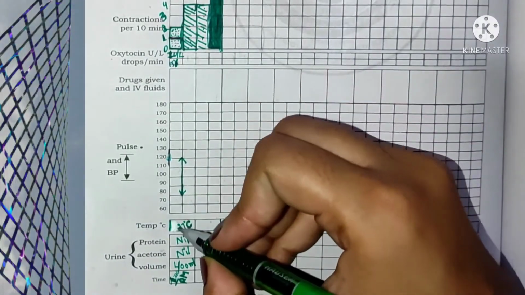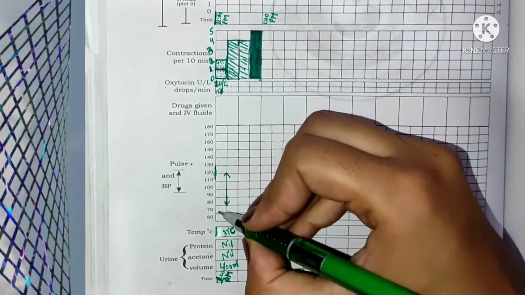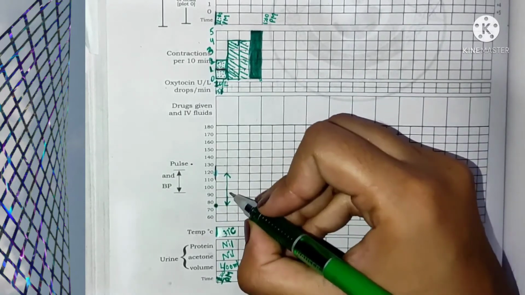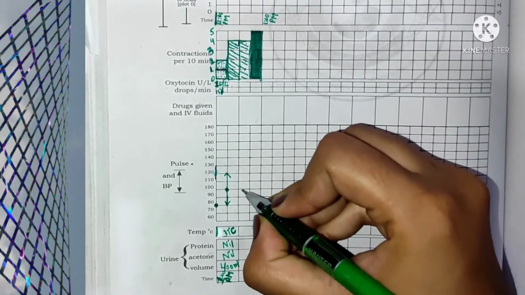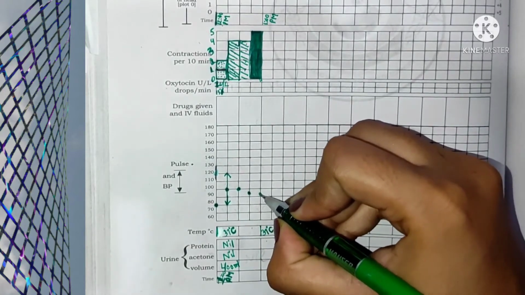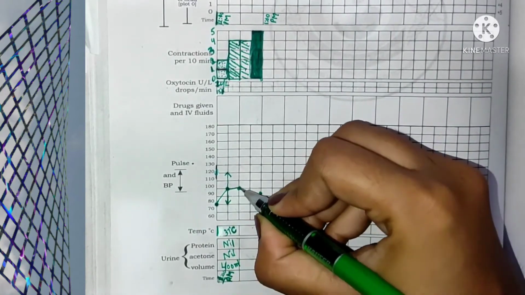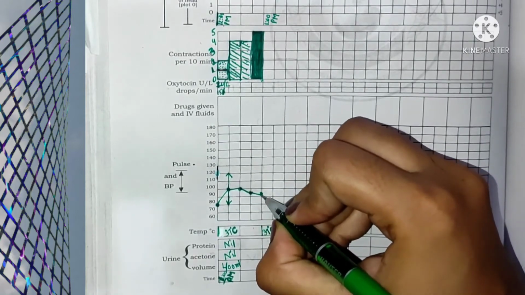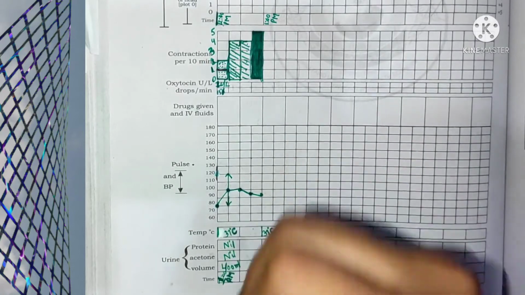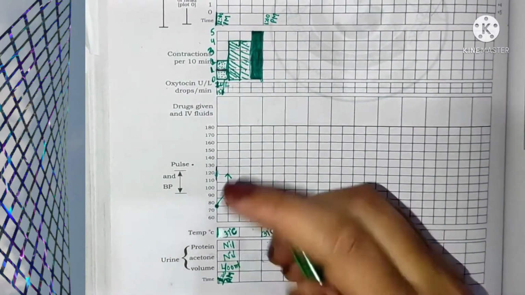Say at 12 p.m. the pulse of mother was 80, then the pulse of mother went to 100, then remained 100, then 95, then it went to 95. Okay, so this is how we are recording the pulse, and pulse is recorded after every 30 minutes. This small box is equal to 30 minutes.